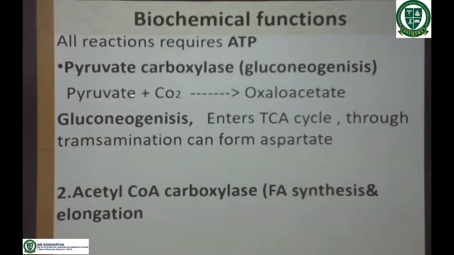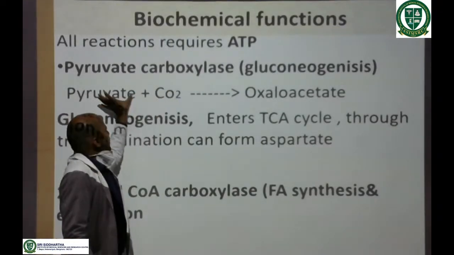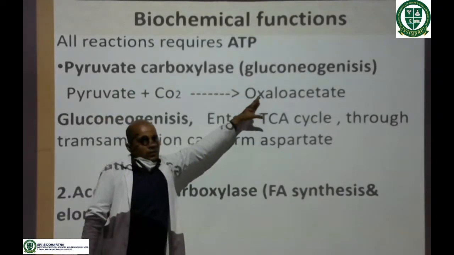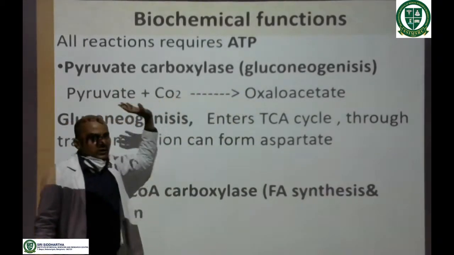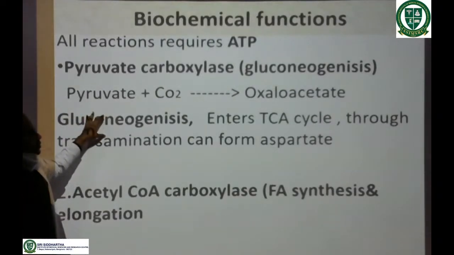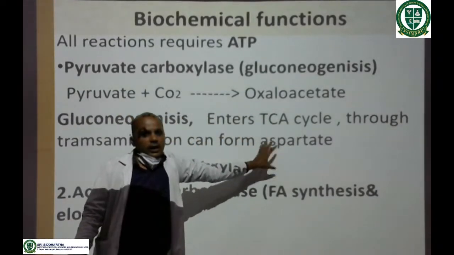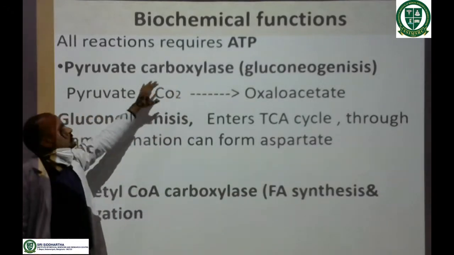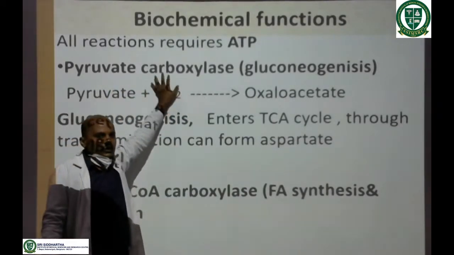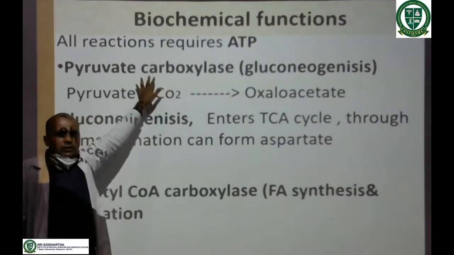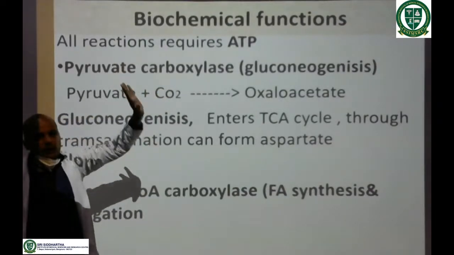For this step, the conversion of pyruvate to oxaloacetate, we require an enzyme called pyruvate carboxylase. For this pyruvate carboxylase, we require a cofactor called biotin. Here pyruvate along with carbon dioxide and biotin forms oxaloacetate. This oxaloacetate has various fates. Oxaloacetate may be utilized for gluconeogenesis, or else it enters the TCA cycle, or else it helps in the synthesis of the amino acid aspartate. For this reaction, we require the enzyme pyruvate carboxylase. For the proper activity of this pyruvate carboxylase, we require a cofactor called biotin or biocytin.